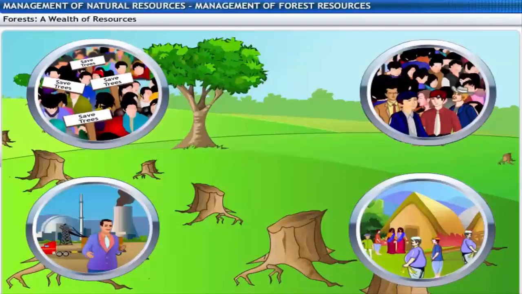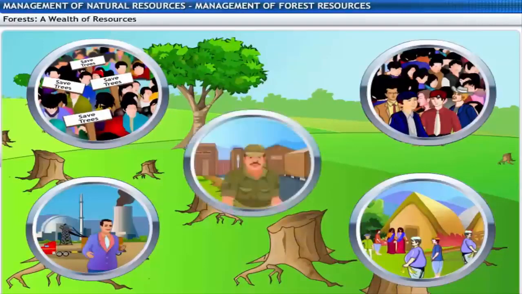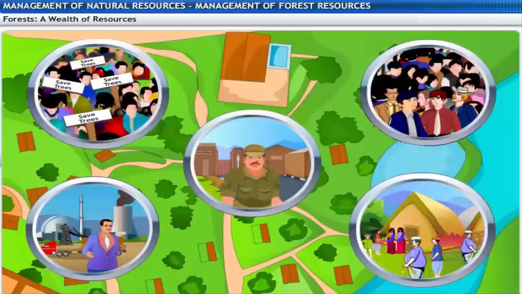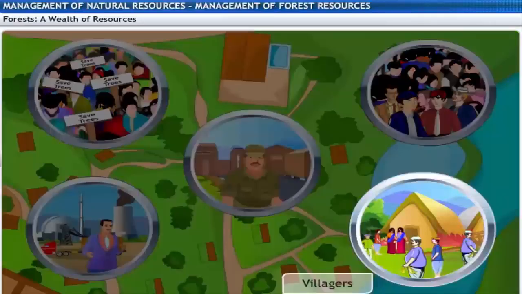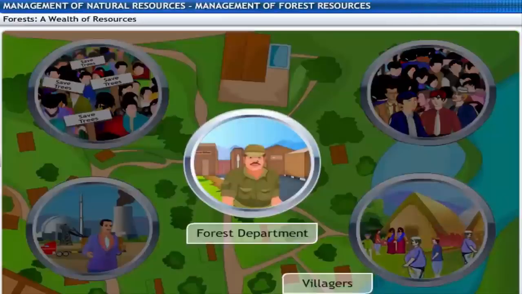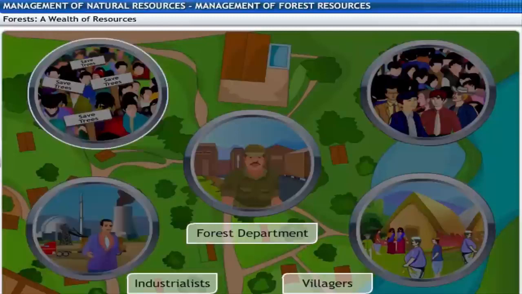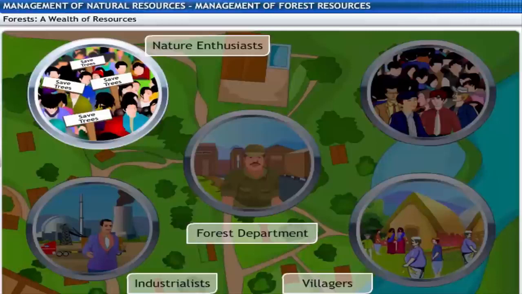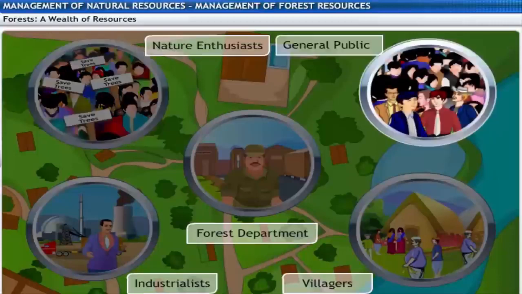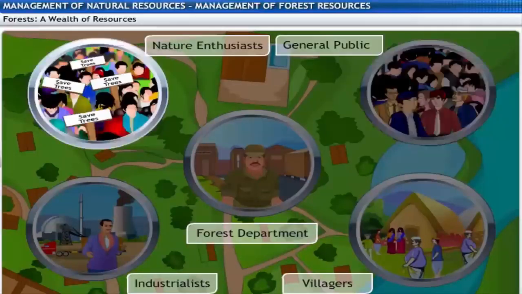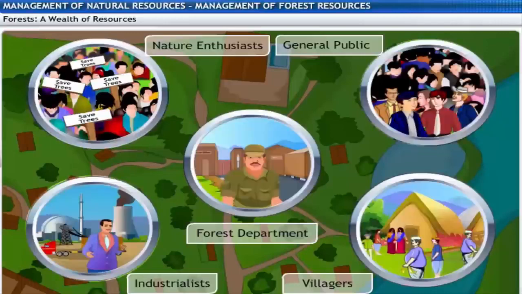Our dependency on forest resources varies. The people who use forest produce are called stakeholders. These stakeholders include people who live in or around forests, or the villagers, the forest department of the government, which owns the land, industrialists who use various forest produce, nature enthusiasts who lobby to conserve nature as it is, and of course, all of us, you and me, are stakeholders too. After all, these forests also belong to us.